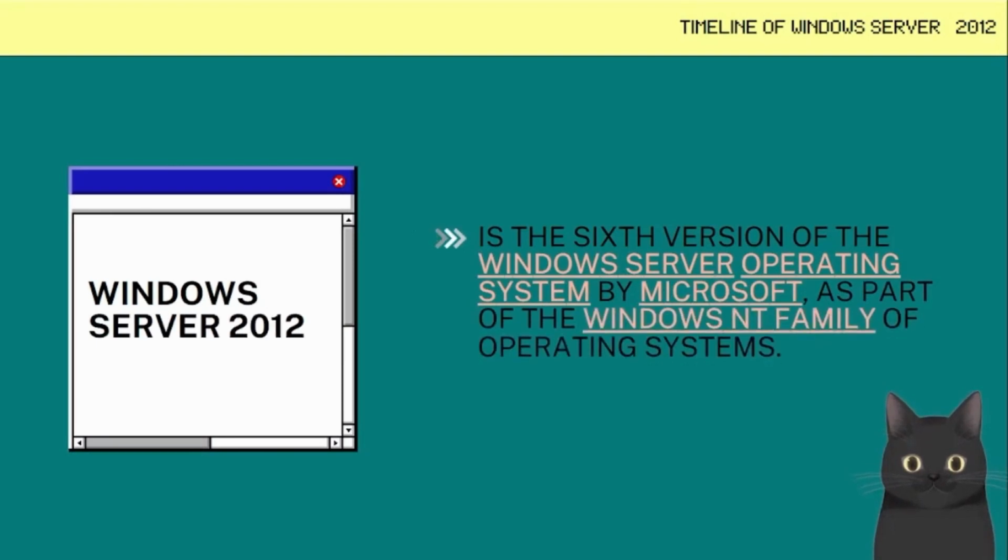Windows Server 2012 is the sixth version of the Windows Server operating system by Microsoft as part of the Windows NT family of operating systems. It is a server version of Windows based on Windows 8 and succeeds Windows Server 2008 R2, which is derived from the Windows 7 code base. The software was officially launched on September 4th. Microsoft ended mainstream support for Windows Server 2012 on October 9, 2018, and extended support will end on October 10, 2023.